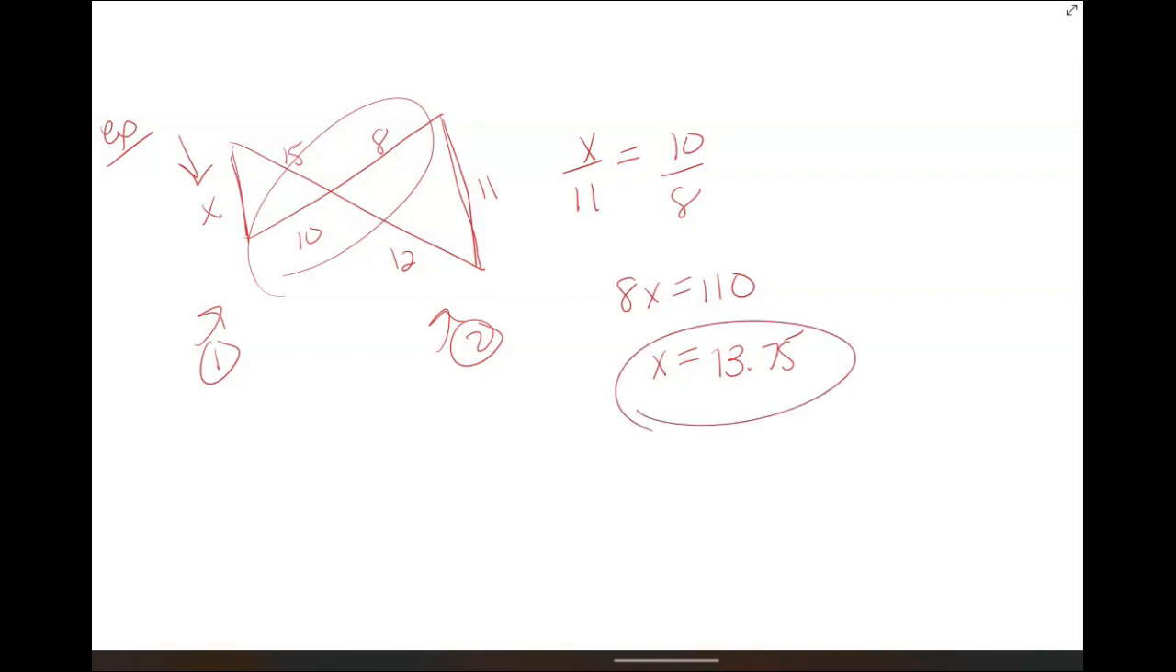We know that the sides are in proportion, so then how can we say that these two triangles are similar? Well, again, if we can identify the vertical angles are congruent and the sides are in proportion, so SAS similarity would make these two triangles similar.